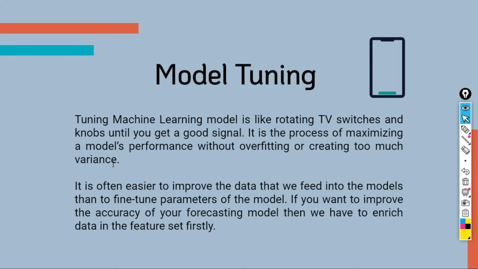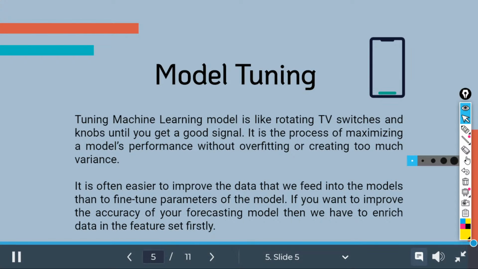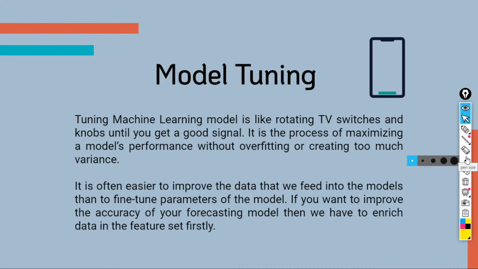There are many ways to come up with a good model, as we know. There is no hard and fast rule, or only one procedure that is the only way you can tune your model. There are a lot of ways, and it is often easier to improve the data that we feed into the models than to fine tune the parameters of the model. That means the data coming from the backend can be improved as compared to fine tuning the parameters.